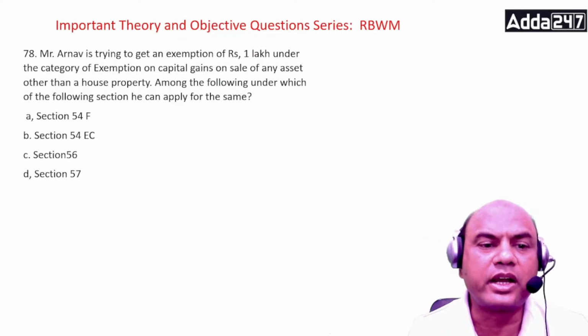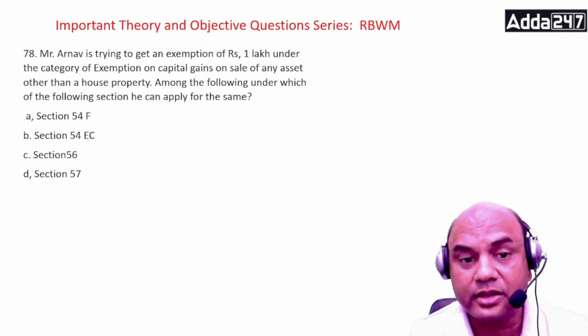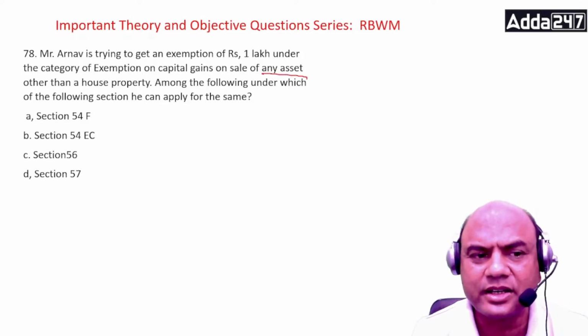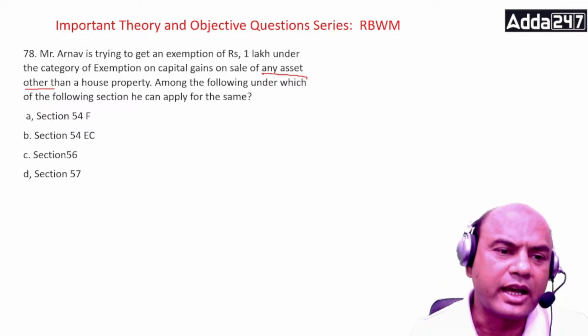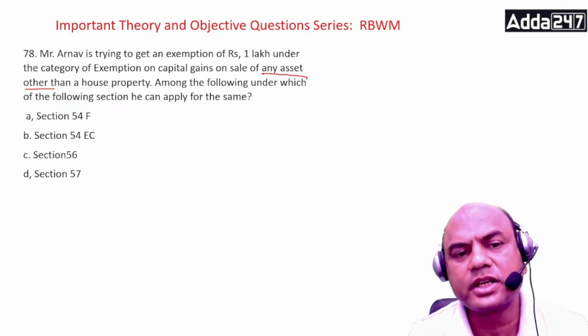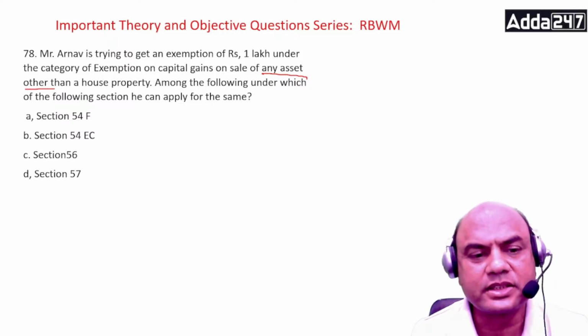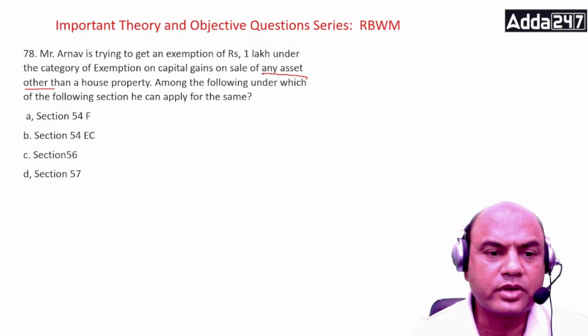Mr. Arnav is trying to get an exemption of rupees 1 lakh under the category of exemption on capital gains on sale of any asset other than housing property. Say this now, any asset other than housing. Now you'll get it immediately, isn't it? Now even I need not explain. Among the following, which of the following sections does it follow? So I need not even explain now. What is the answer? Just now I gave you all these answers, right? So what is the answer over here?